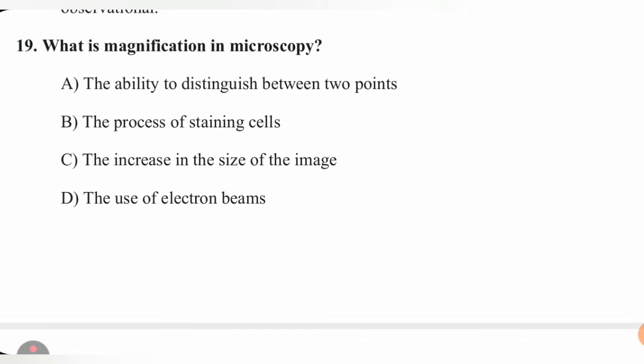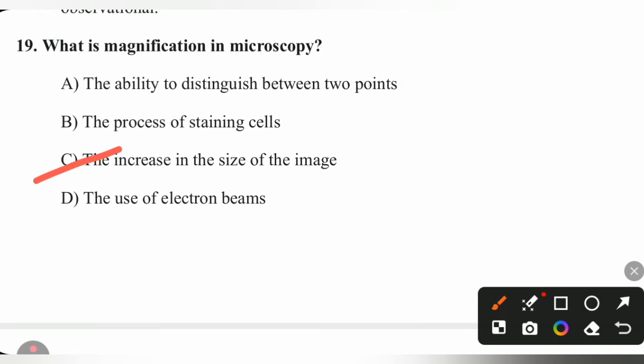What is magnification in microscopy? The increase in the size of the image. C.